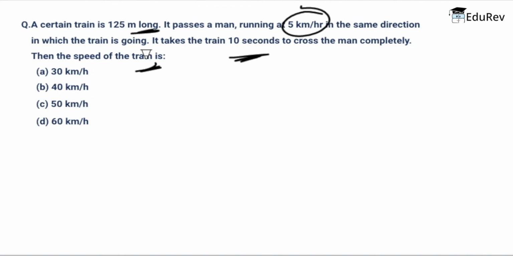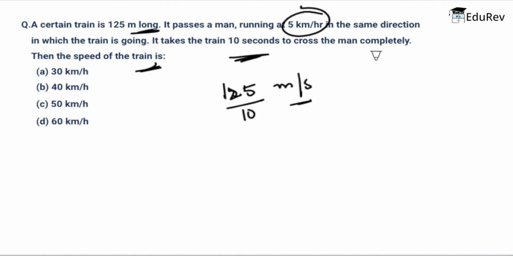Now here we will have to use the concept of relative speed. The relative speed of two objects is the sum of their individual speeds if they are moving opposite to each other. If the two objects are moving in the same direction, then their relative speed is equal to the difference between the two. Hence, if the man was at rest, or we can say that with respect to the man, it will be 125 by 10, that is, 125 upon 10 meters per second.